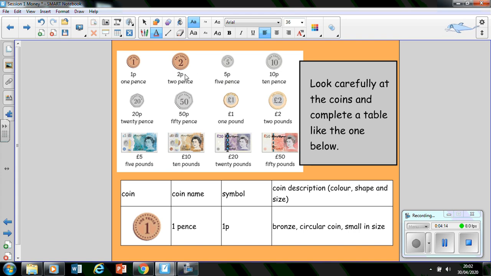So you're going to complete a table in your journal for all these coins. And when we come back, we will move on. So pause the video and have a go at that.